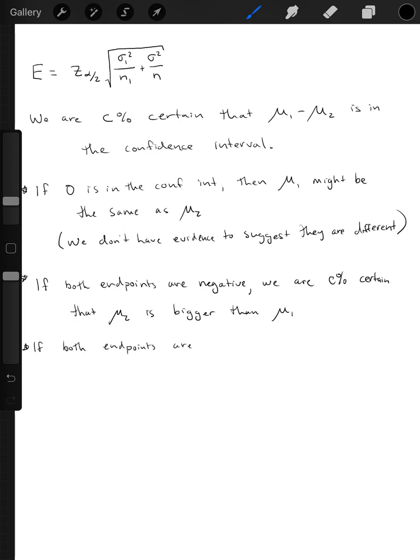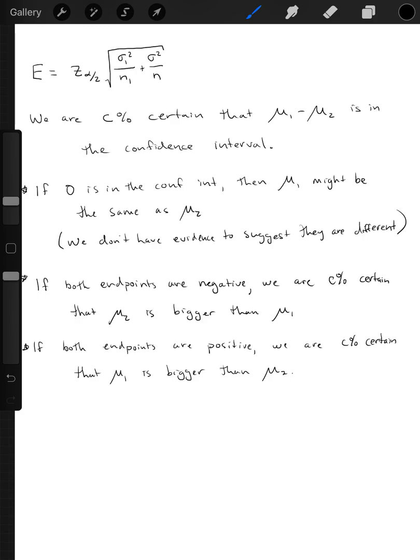Right? And similarly, if both endpoints are positive, we are C% certain that mu1 is bigger than mu2. Because for that to be the case, that would mean mu1 minus mu2 is positive, and if both endpoints of our confidence interval are positive, we are C% certain that mu1 minus mu2 is positive. Right? So those are usually going to be how we use this type of confidence interval.